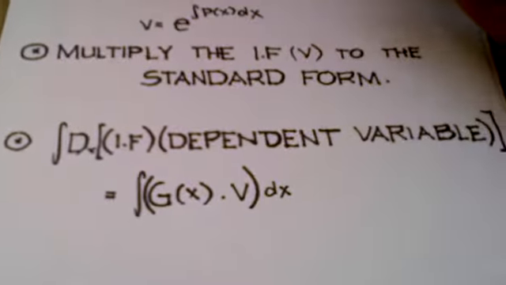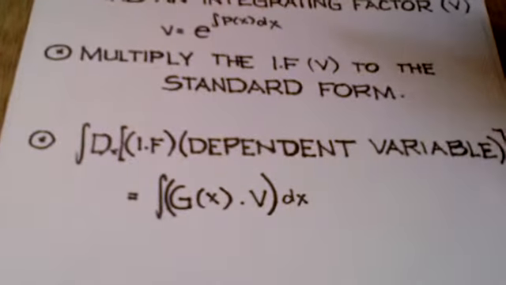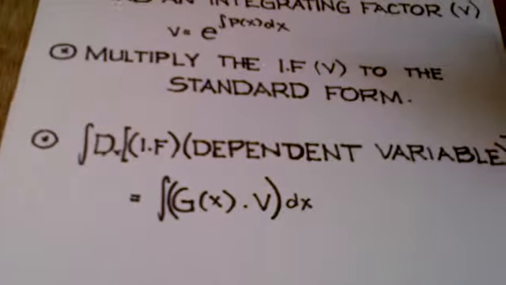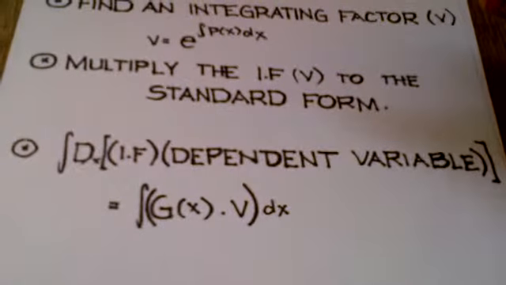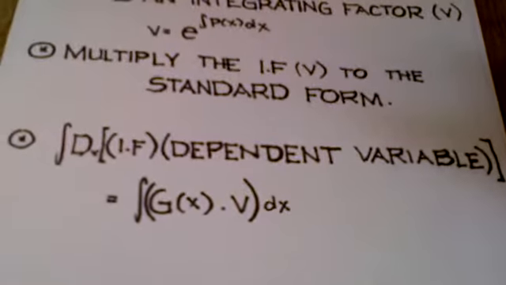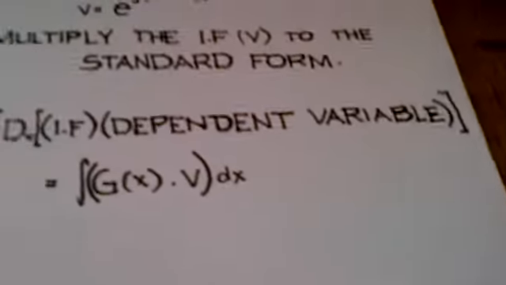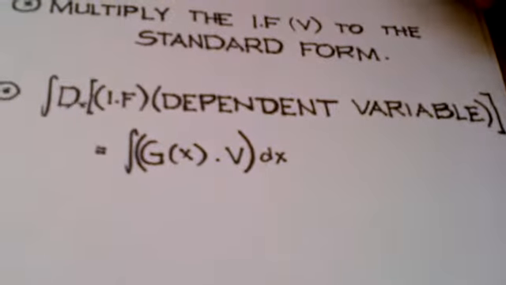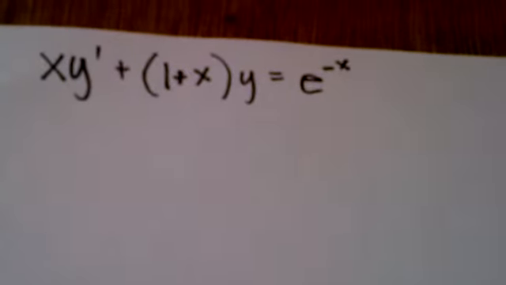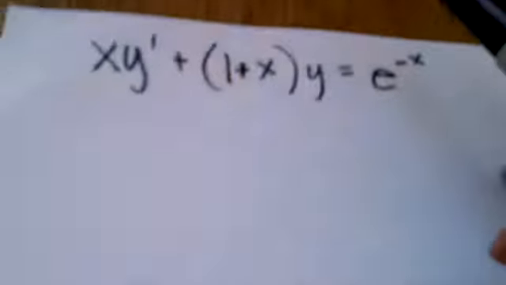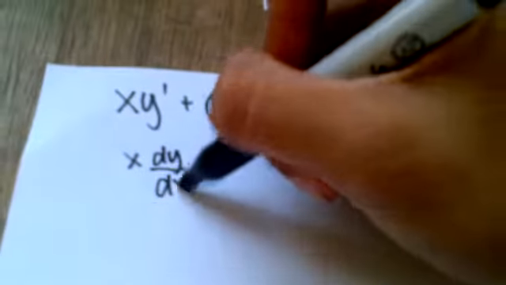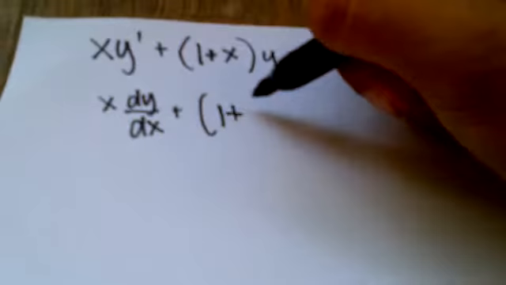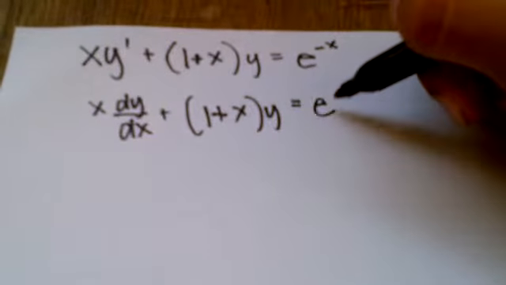Here is our standard form, and then the last is integrate the derivative with respect to x of the integrating factor times the dependent variable is equal to the integral of the function g of x times the integrating factor dx. So going back to our equation, x y prime plus 1 plus x y is equal to e to the negative x. We can rewrite this equation as x times dy over dx plus 1 plus x y is equal to e to the negative x.